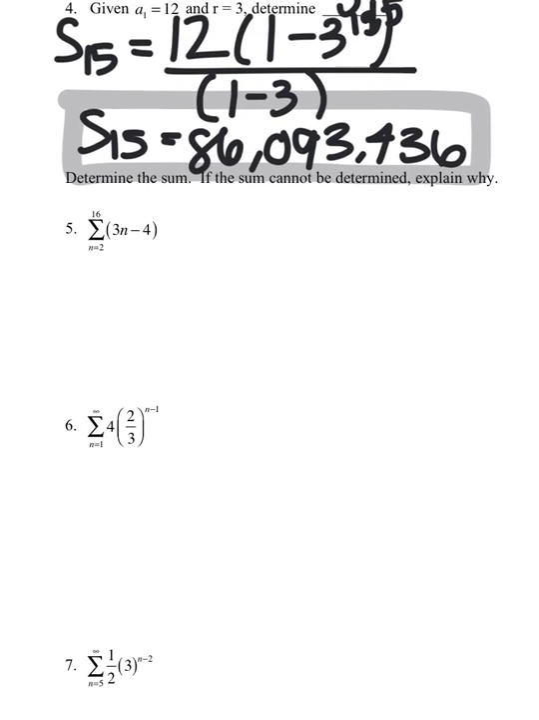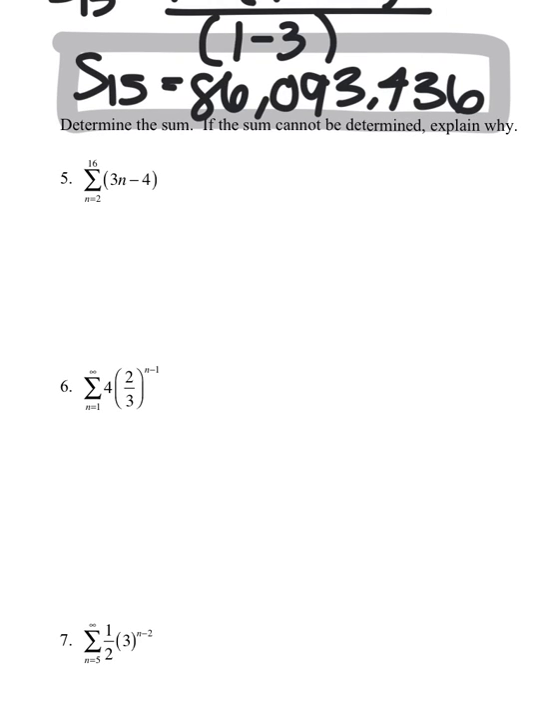Alright, so going on to example 5, we have some summation notation. So looking at the rule that is written in my parentheses, I notice that that is arithmetic. How I know that is it looks like slope. I'm thinking y equals mx plus b. It just has different letters. There's an n instead of an x. So I know this is arithmetic.